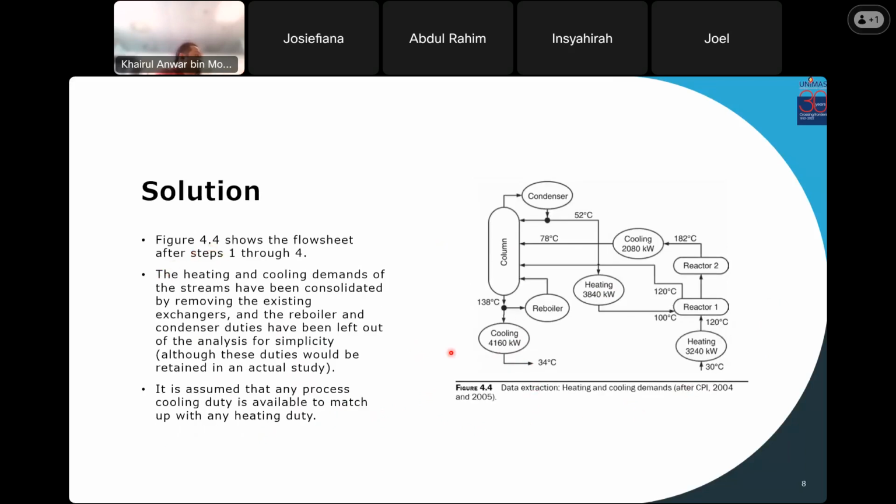Figure 4.4, this figure shows the flow sheet after steps 1 to 4. So the first step, this is for heat. So you have a process flow diagram. The heating and cooling demand of the streams have been performed, with the utilities left out of the analysis for simplicity, although this will be retained. It is assumed that any process within the range is available in heating.